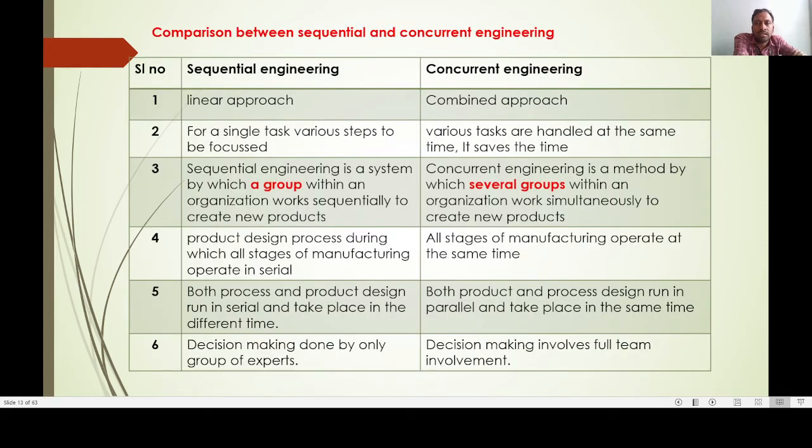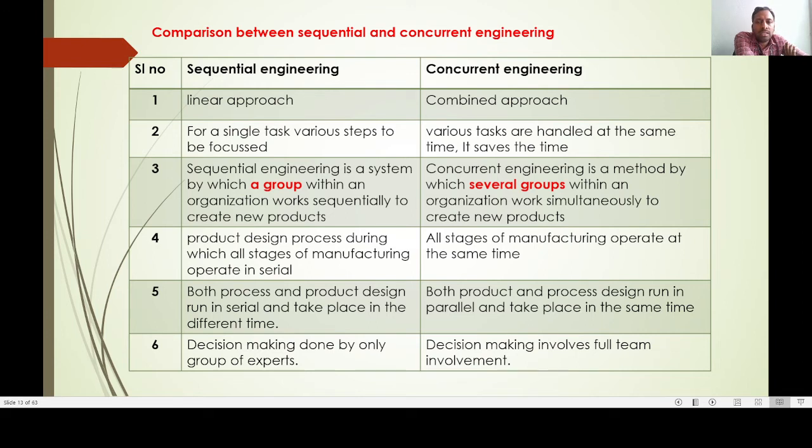Okay. Next is the comparison between sequential and concurrent engineering. Sequential engineering is a linear approach. The information passes in a linear form, but concurrent engineering is a combined approach to find the solution for the problem. Next, in sequential engineering, for a single task, there are more steps to be focused on. In concurrent engineering, various tasks are handled at the same time. That will save our time.